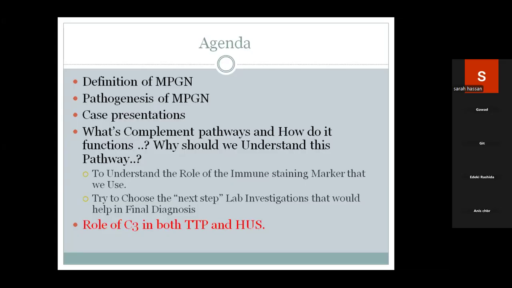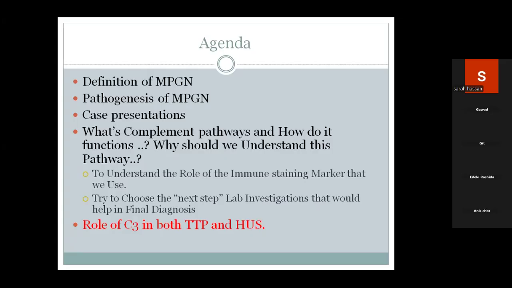And the last point that we will talk about is the role of C3 in both TTP and HUS, and this is a very important topic and could be not very well understood by some of us. Sometimes I get confused about the role of C3 in both TTP and HUS.